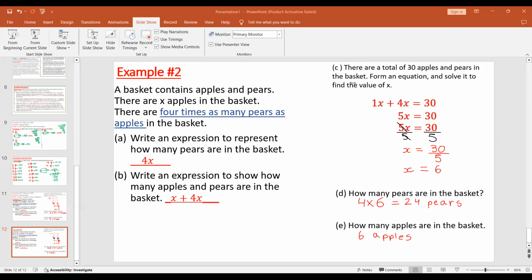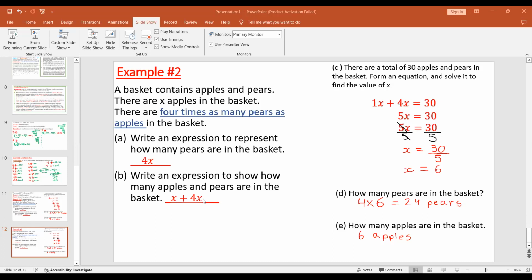If you look carefully, it says there are total. So you mean C, right? No, I'm on B. Okay, so write an expression to show how many apples and pears are in the basket. We already know that the amount of apples is X, and the amount of pears is 4X. Oh, so we have to add them. I get it now. We gotta add X plus 4X. Yes.